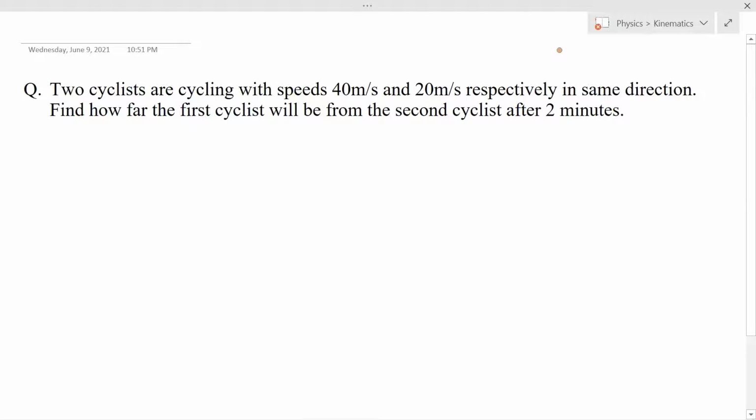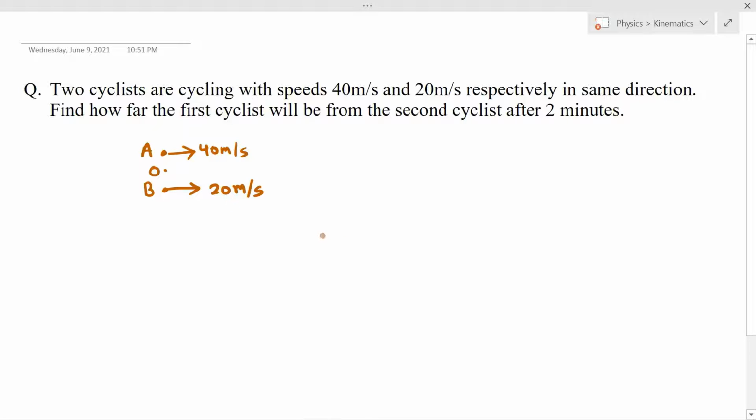Two cyclists are cycling with the speeds 40 meter per second and 20 meter per second respectively in the same direction. Find how far the first cyclist will be from the second one after 2 minutes. Now these two cyclists, let's say this is cyclist A and this is cyclist B, and let's say this is origin. Cyclist A has a speed, suppose 40 meter per second towards right, and this B also has a speed towards right but a smaller magnitude. So this is 20 meter per second.